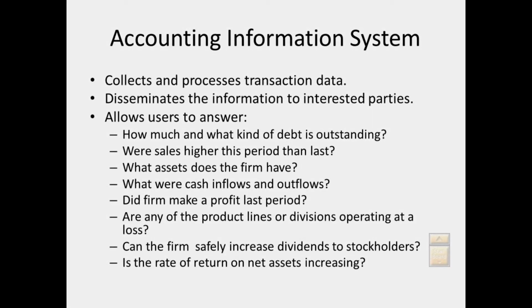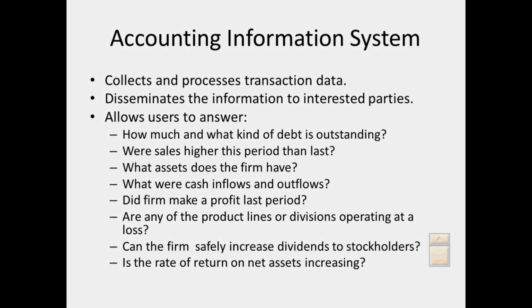Okay, so we've got an accounting system in place, and the accounting system has lots of different functions, but from the external perspective, the accounting system needs to take all the transactions that occur, collect them, process them, aggregate them, and turn them into a set of useful information for external users. And what would we think would be useful information? Well, remember, it's information that's going to help us determine the amount, timing, and uncertainty of future cash flows.